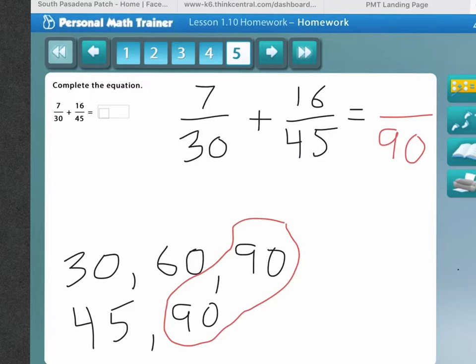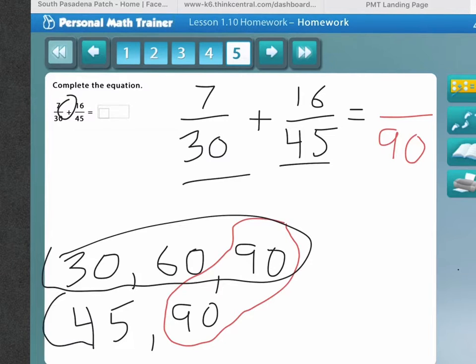Same problem here. We are adding two unlike fractions. Notice that I did the multiples of 30: 30, 60, 90, and the multiples of 45: 45, 90. Go ahead, if you don't know these facts in your head, practice your math facts, but then also use a calculator to help you find these common multiples. So the common denominator is going to be 90.